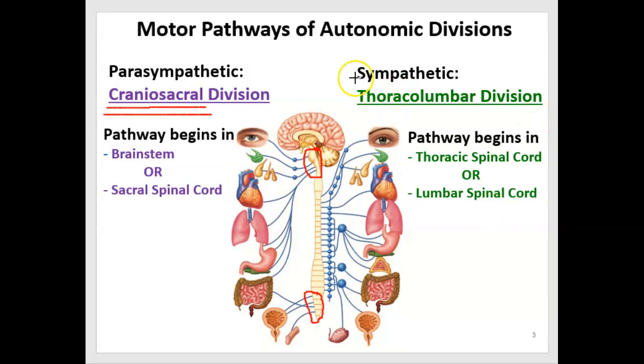The sympathetic nervous system, in contrast, the first neuron originates within either the thoracic or lumbar regions of the spinal cord. So notice that there aren't any autonomic neurons beginning in the cervical spinal cord. Not at all.